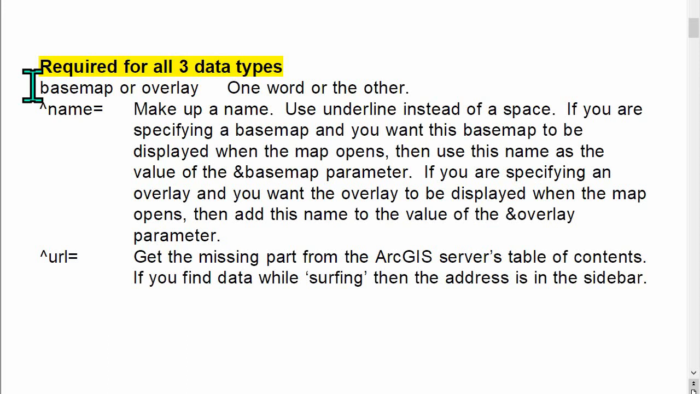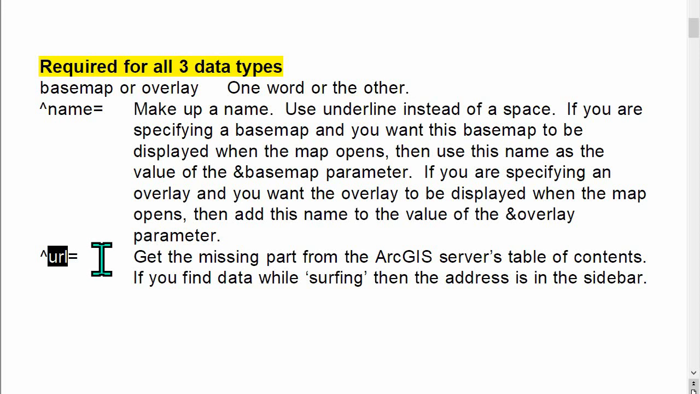Each specification to display ArcGIS data using the layer syntax has 3 required elements. 1. It must begin with a base map or overlay. 2. There must be a name. You can make up the name, and I usually make up a name that is more user-friendly than the name used on the server. And 3rd, you must provide the internet address where the data is located on the server.